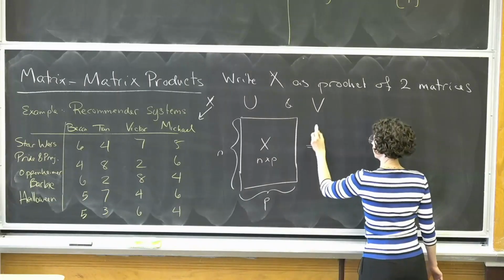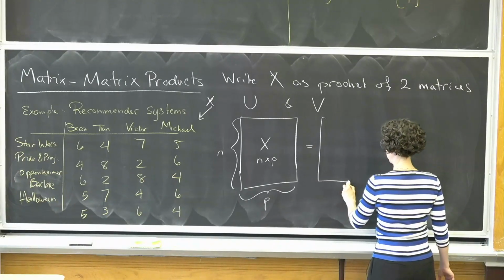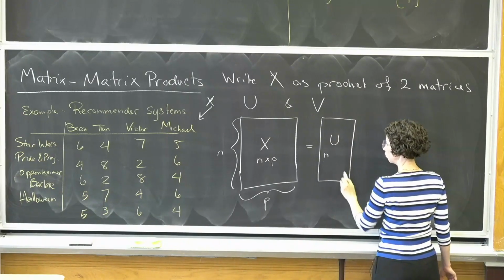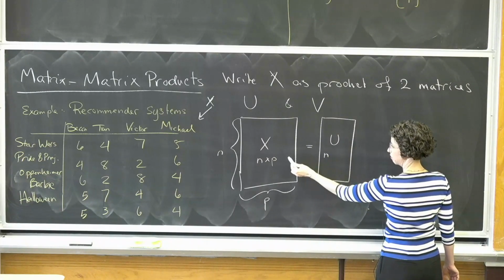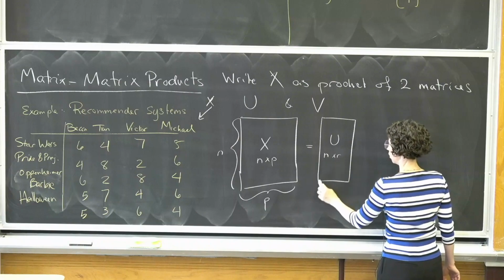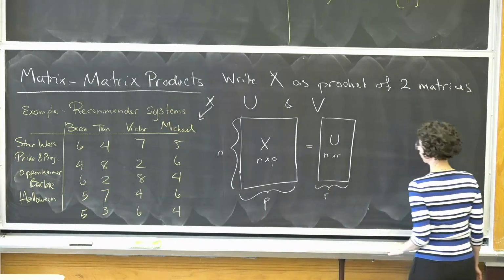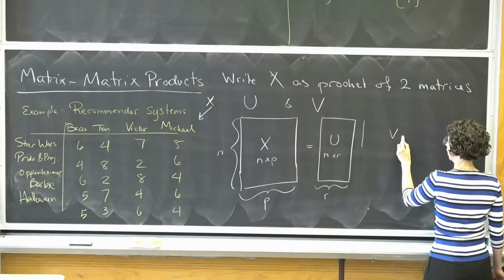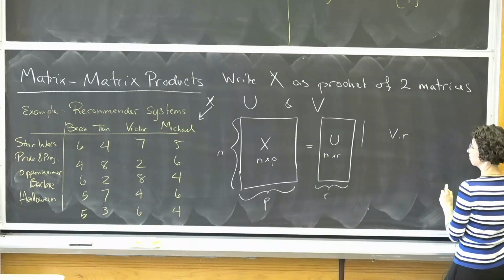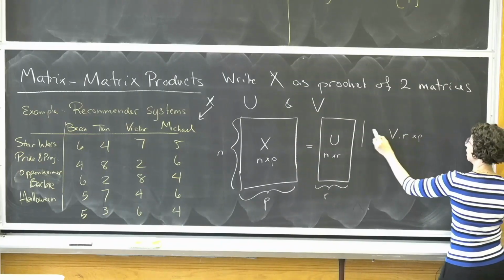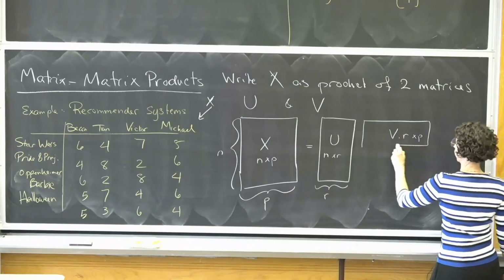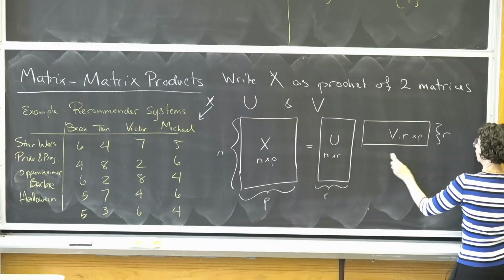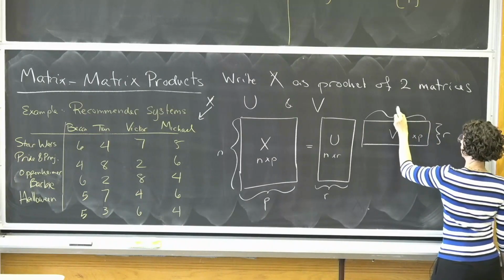And I'm going to write this as the product of a matrix U that in this case has N rows. I've got to have the same number of rows as X, but only R different columns. And a matrix V that has R rows and P columns. So this is still R, and this now is P.